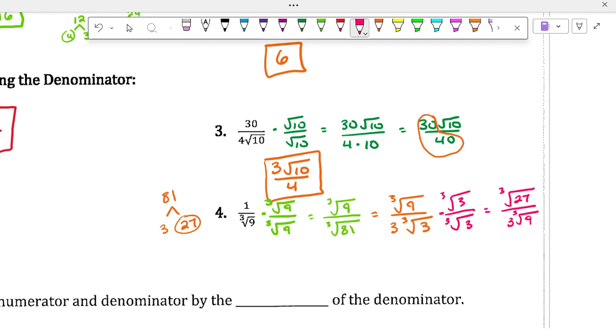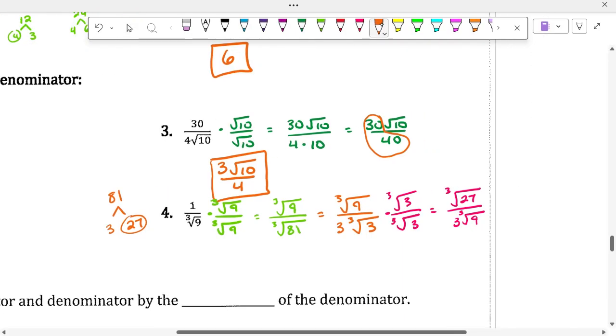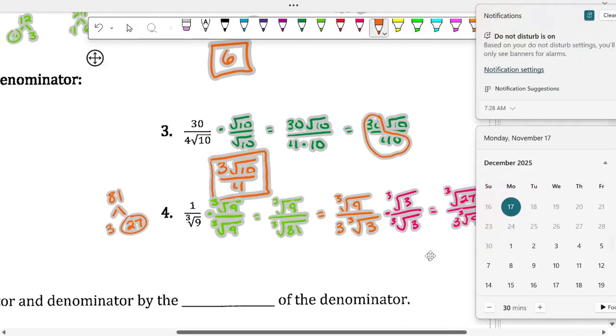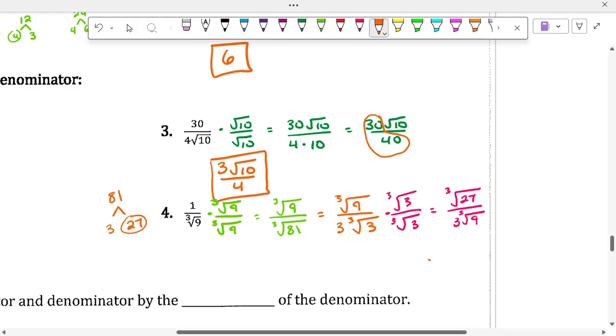All right. Now, here's the issue. What's the cube root of 27? 3. All right. And then what happens? Yep. So we kind of end up starting with what we left off with.